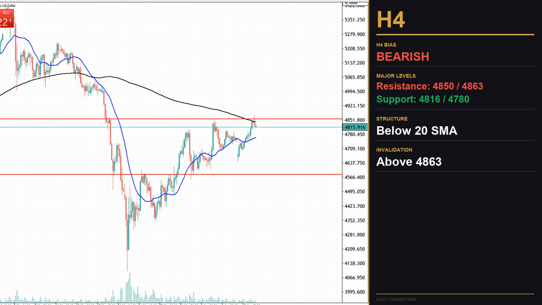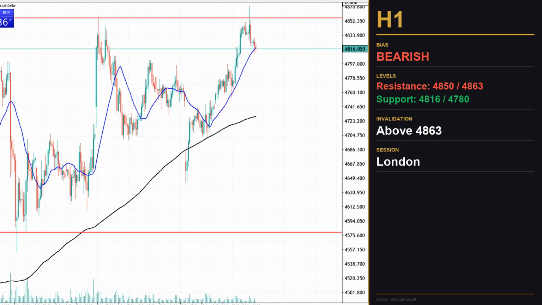Current structure suggests further downside potential towards 4780, with 4,750 acting as the next major support target if bearish momentum continues. The hourly chart confirms our intraday bearish bias with price trading below the 20-period moving average on multiple lower time frames. Key resistance remains at 48.50, which has already rejected price action, while immediate support sits at 48.16.